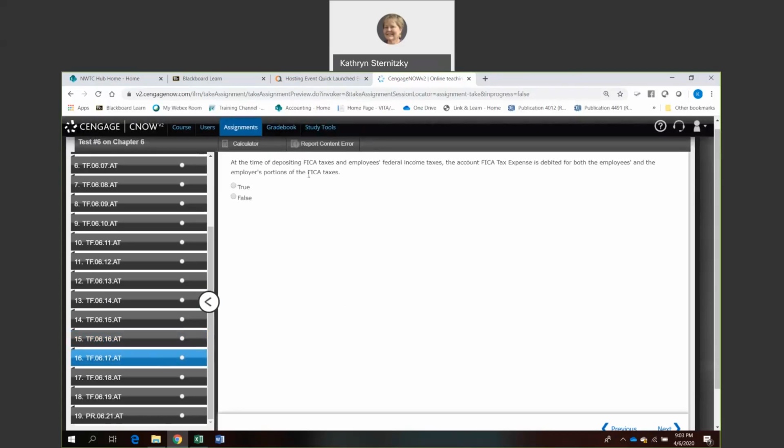At the time of depositing FICA taxes and employers' federal income taxes, what account is debited for the employees' and the employer's portion of FICA? So go back and review your journal entries. When it says depositing, it means paying FICA taxes. When you pay FICA taxes, what does that journal entry look like?